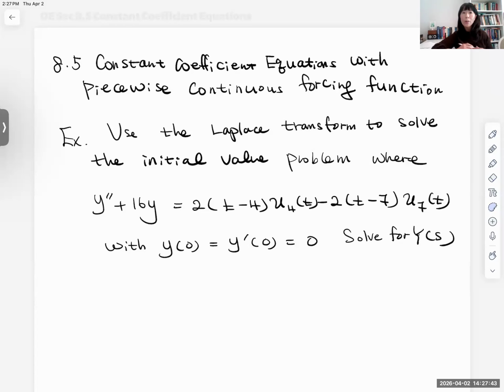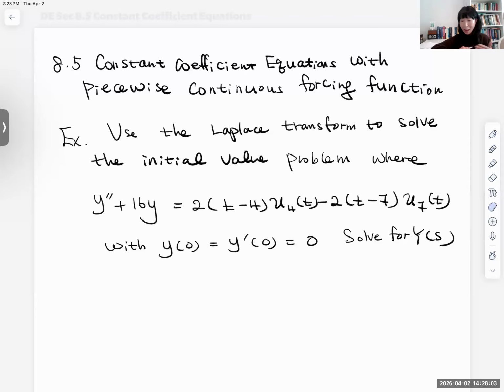Hello everyone. Today we are going to learn section 8.5, constant coefficient equations with piecewise continuous forcing functions. A long title, right? We're going to do only two problems here.